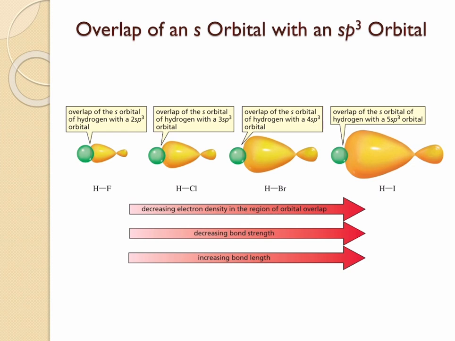It's more like trying to hold hands with someone. The closer you stand, like in the case of HF, the stronger your grip can be. The farther apart you stand, like in the case of HI, the weaker your grip becomes. This is the reason why HF has the strongest and shortest bond, whereas HI has the longest and weakest bond among the hydrogen halides.